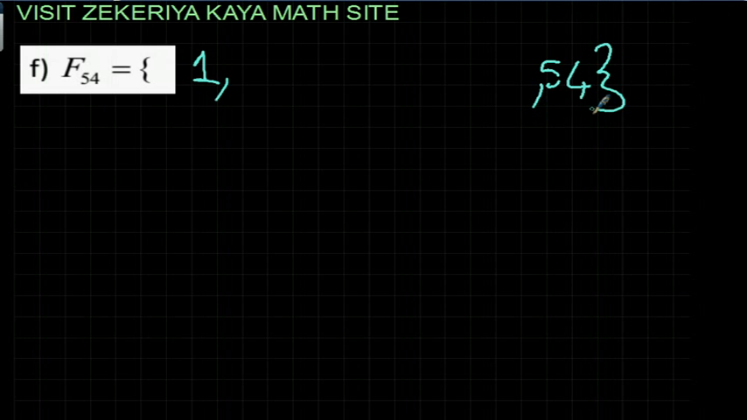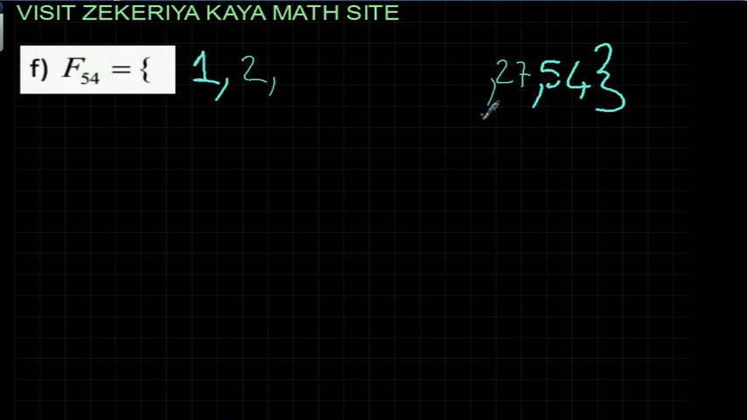Then after 1, can we divide 54 by 2? We check each number. Can we divide it by 2? 54 ends with 4, so we can divide it by 2. So 2 times which number makes 54? Or what is half of 54? Half of 50 is 25. Half of 4 is 2. 25 plus 2 is 27.